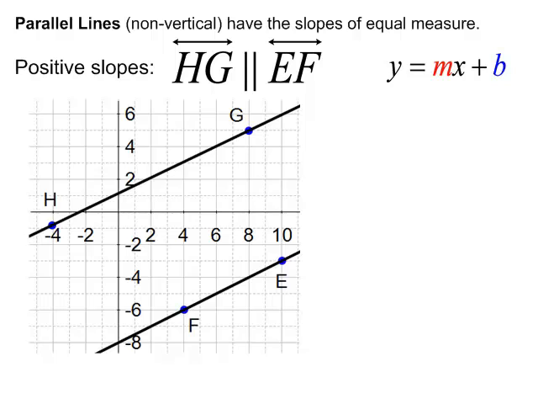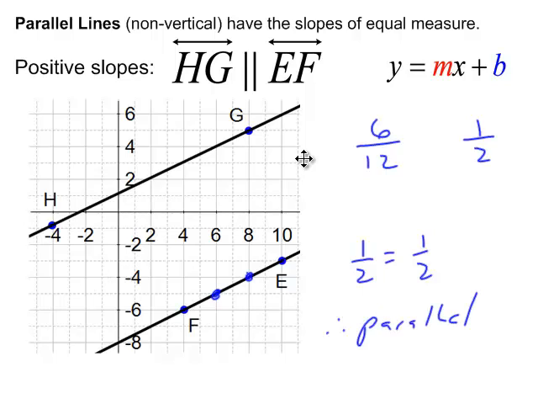Okay, these are positive slopes. Let's see if the slopes are equivalent. Going across 1, 2, 3, 4, 5, 6, 7, 8, 9, 10, 11, 12, and you're going up from negative 1 to 5. So you're going up 6 and over 12. That's going to be a slope of 1/2. Does that make sense with this line over here? Over 2, up 1, over 2, up 1, over 2, up 1. Yeah, these both have equal slopes. Therefore, we conclude that those lines are parallel, and it's a positive slope.